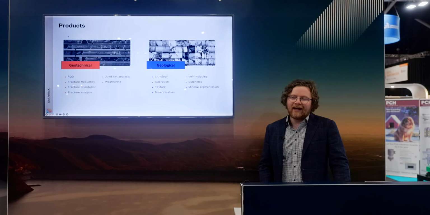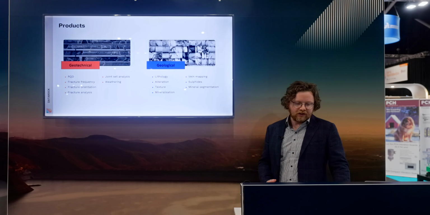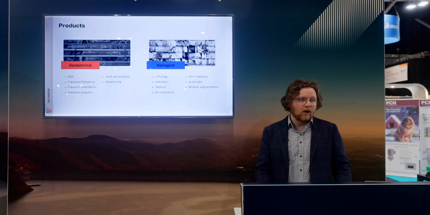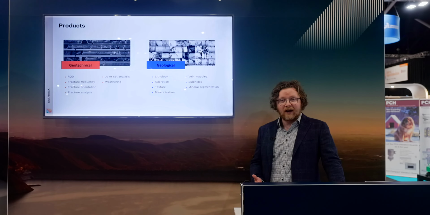So the question we commonly get is, what can you extract from a core photograph? So what kinds of data sets can you actually get? On the geotechnical side, the things that we really commonly produce, things like RQD, fracture frequency, we can measure fracture orientation, we measure curvature and angularity of fractures. We produce joint set numbers and produce weathering models. So they're the really key things that we make on a regular basis from core photography.